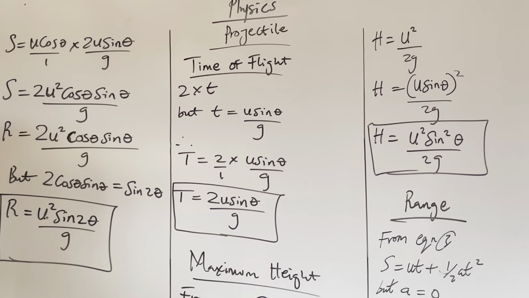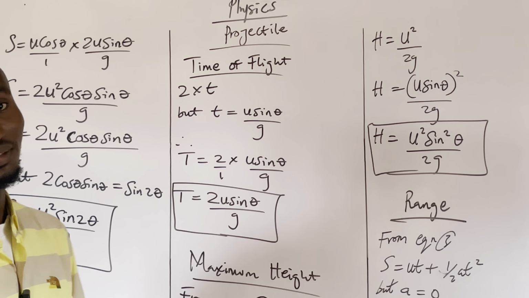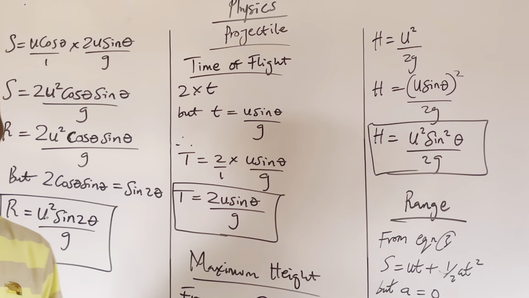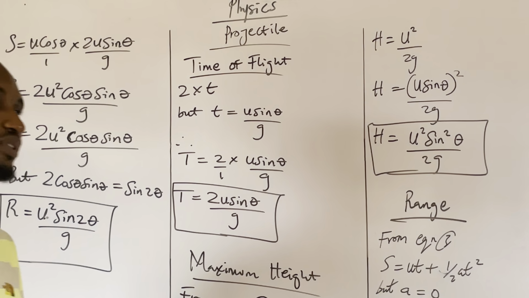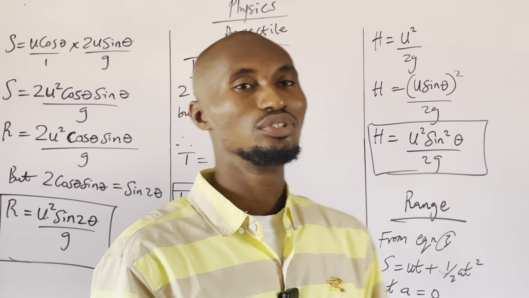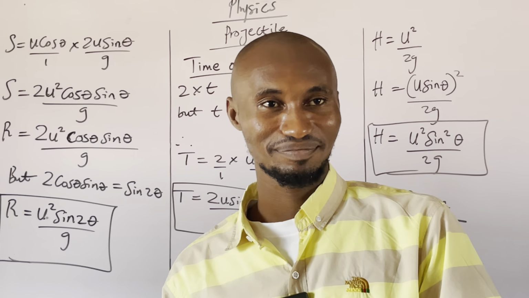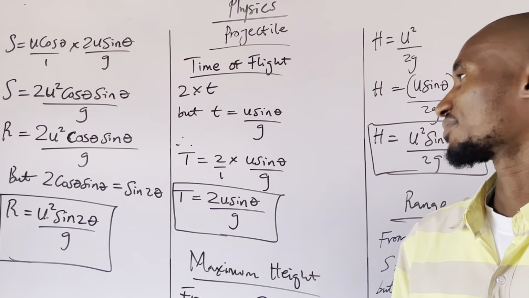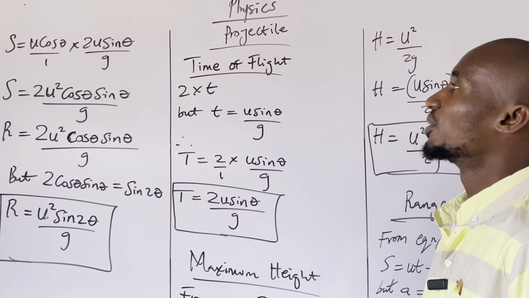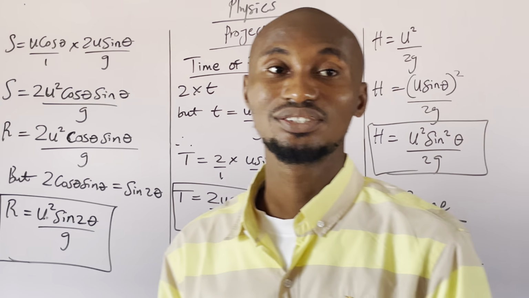So mathematics found application in physics. That is why if you must be good at physics, you must be good at mathematics. Do you get? There's no two ways about it. If you want to be good at physics, you need to be good at mathematics. So that is that on projectiles. See you in my next class.